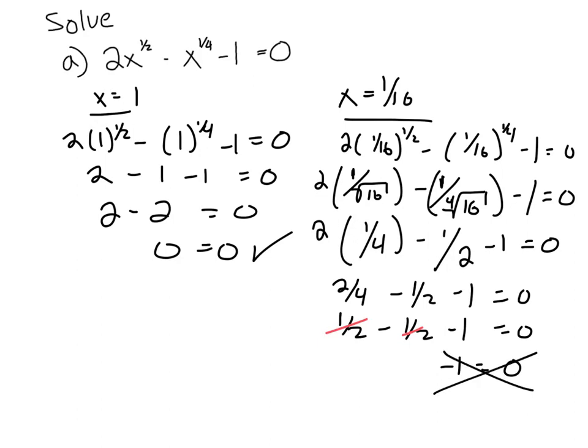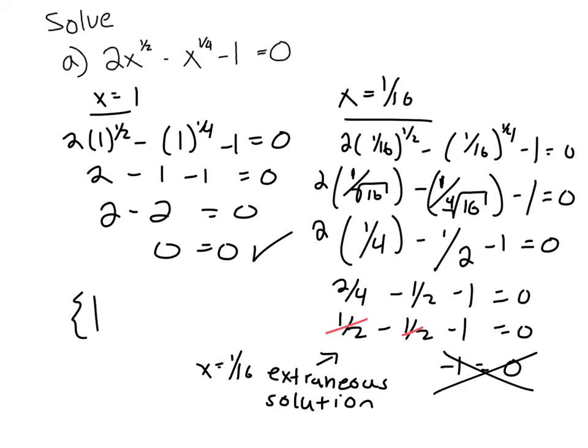So this is an extraneous solution. So x equals 1/16 is an extraneous solution. So it is not a solution to the equation. So it's super important that you check your answers, especially when you have rational exponents, to make sure that your solutions are valid, or are not extraneous solutions. So what's the solution set for this one? It's just 1.